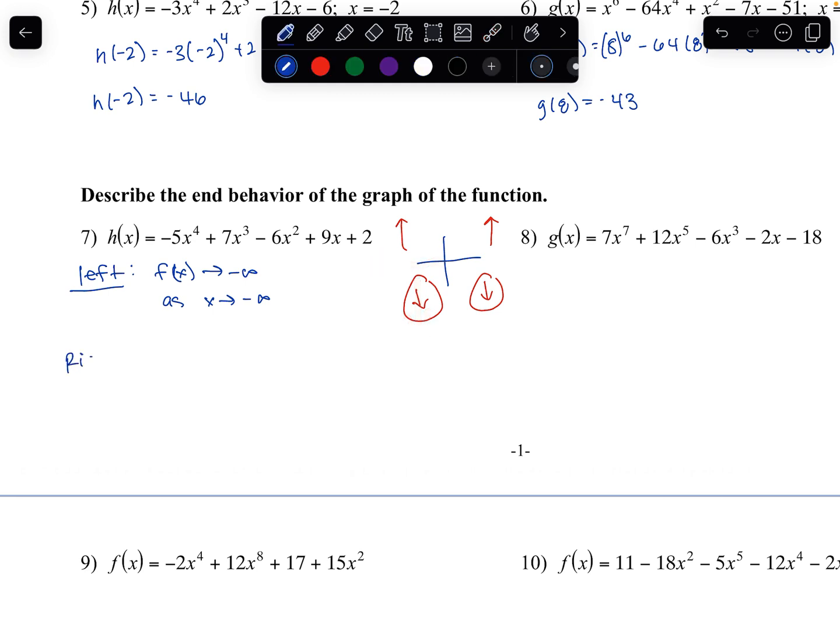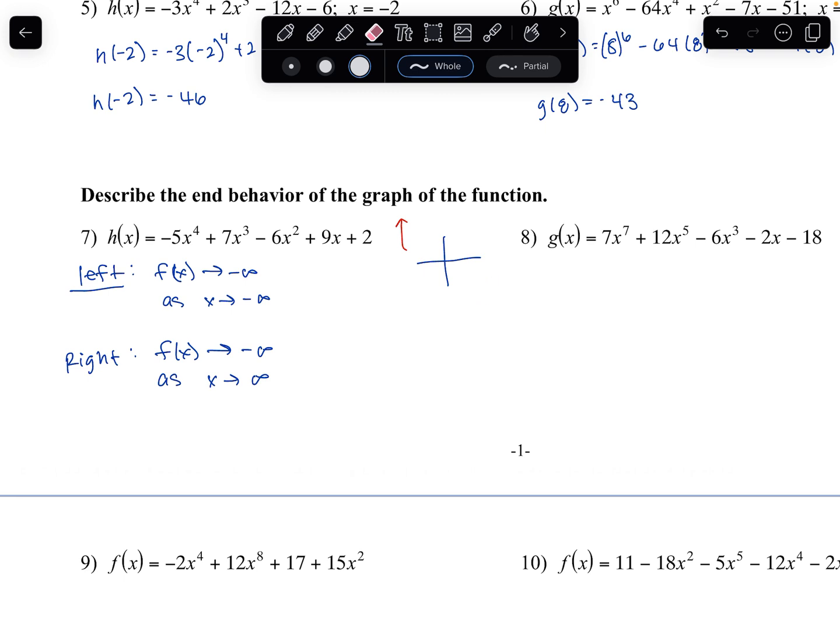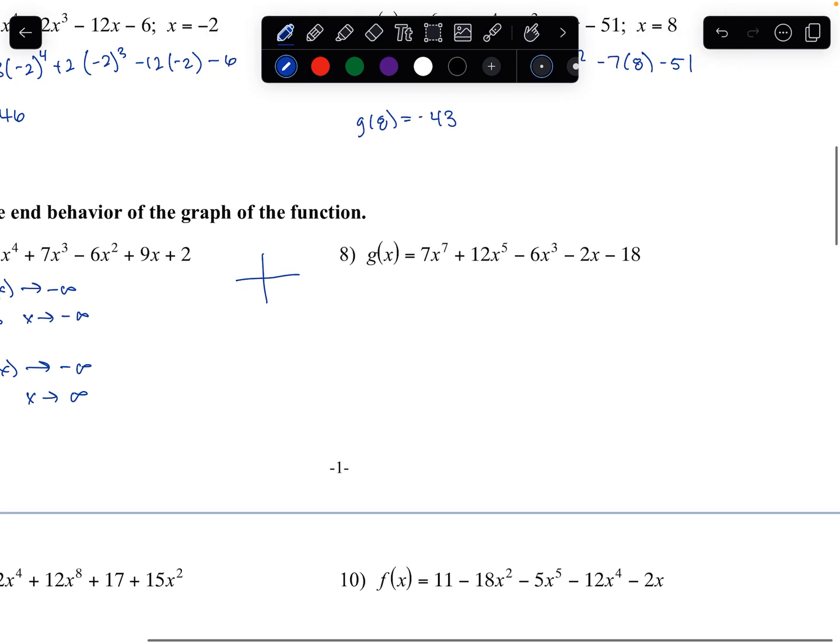On the right side, if you look at that illustration we have on the right side, we're going to get really, really small. So to say that, I'm going to say f of x is going to approach negative infinity as x is approaching positive infinity. So what we're saying here is that the y values are getting really, really small as x is getting really, really large. Okay? And there you go. So we have a left and right side describing the end behavior.